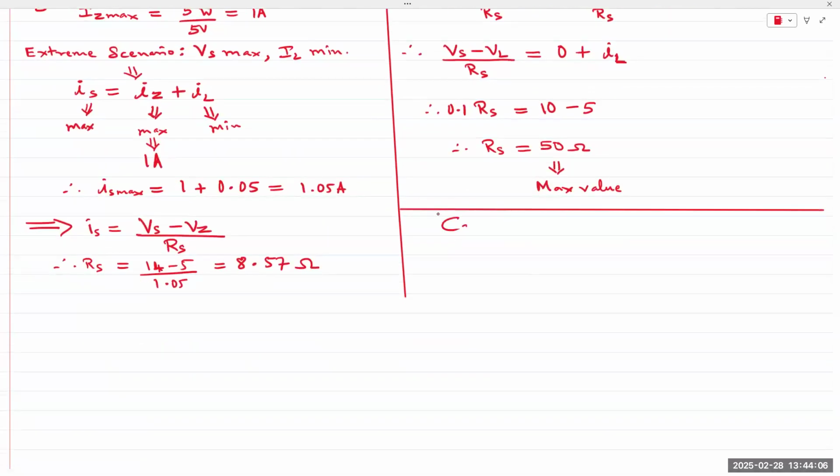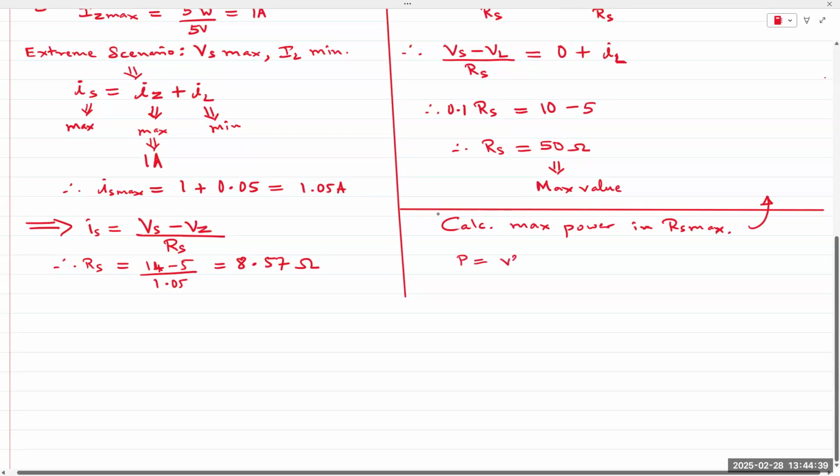And it's calculate maximum power dissipation in RS value, in RS max. So that's basically from above. Calculate maximum power dissipation in the maximum value of RS.